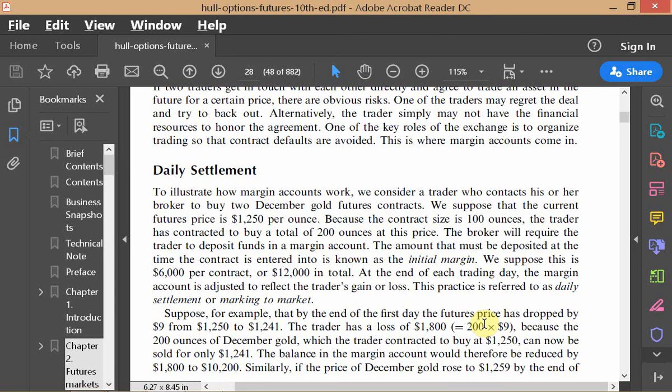Remember, on an exchange traded market, everything will have a contract size. The oil contract is 1,000 barrels. You can't say I want to go and deal in 695 barrels. Not allowed. 1,000 barrel lots, round multiples of 1,000 barrels. So here the gold contract is 100 ounces. So you buy two contracts, that means you bought 200 ounces.